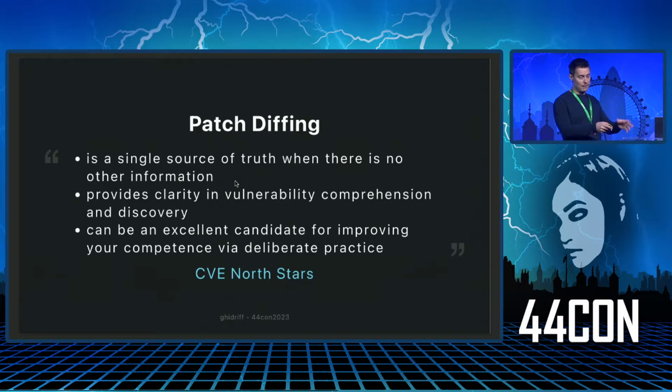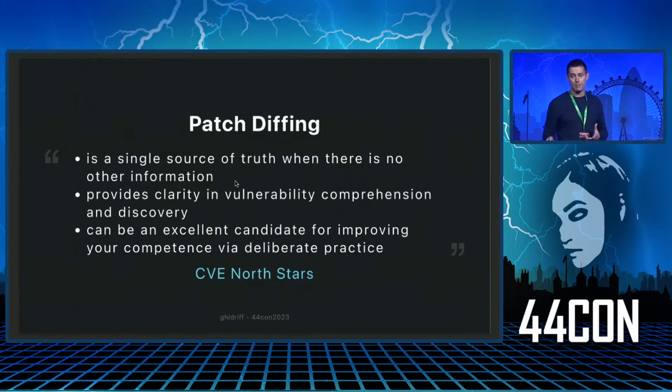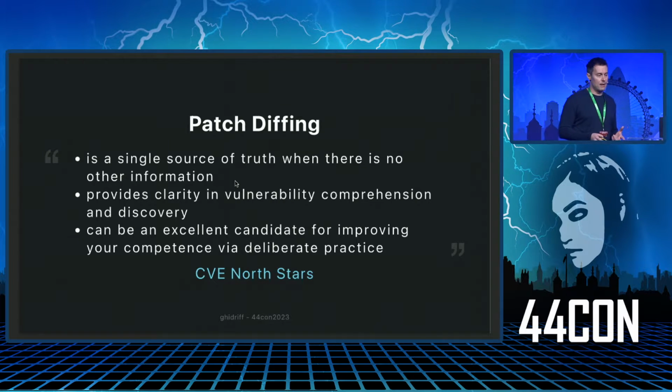And yes, I'm quoting myself here, but with patch diffing, I feel you have a single source of truth. You don't have to rely on someone else's blog post. You don't have to rely on a GitHub POC. You can go and see for yourself what the changes were to the binary, or binary truth, I've heard it also called. You can seek binary truth with patch diffing.